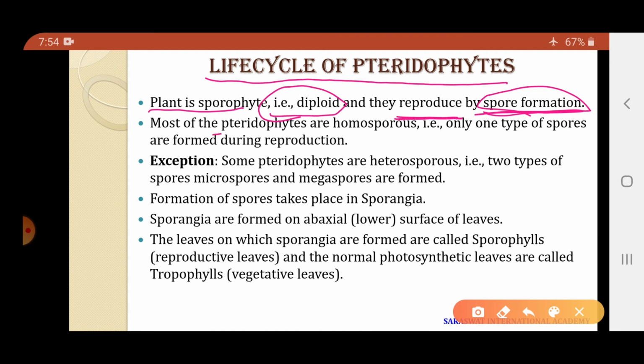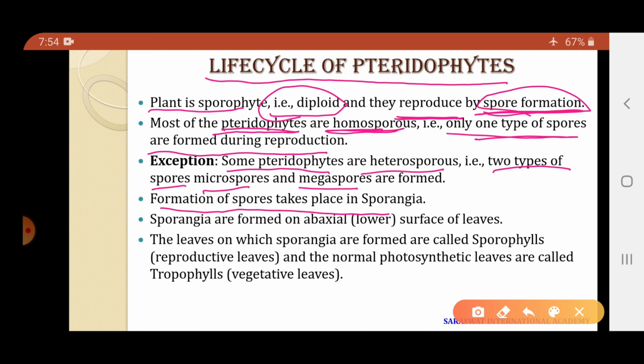Now I told you that most of the pteridophytes are homosporous, that is they produce only one type of spores. But there is an exception. There are some pteridophytes which are heterosporous, and they produce two types of spores, microspores and megaspores. ये हमने अभी देखा. Now where are spores developed? Normally the spore formation takes place in the sporangia. Now where are these sporangia developed? So sporangia are developed on the abaxial surface of the leaf. It means they are developed on the lower surface of the leaves.